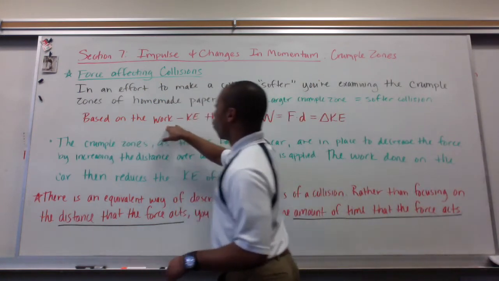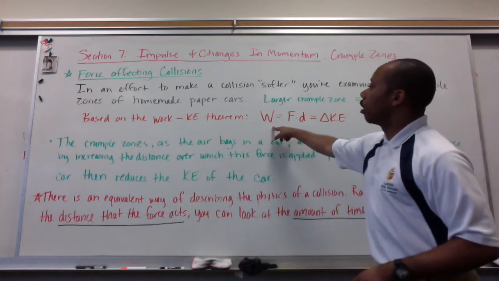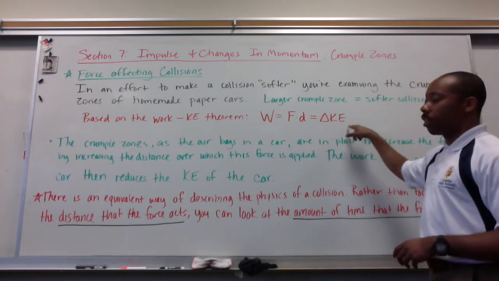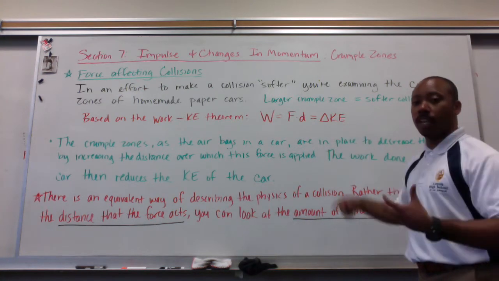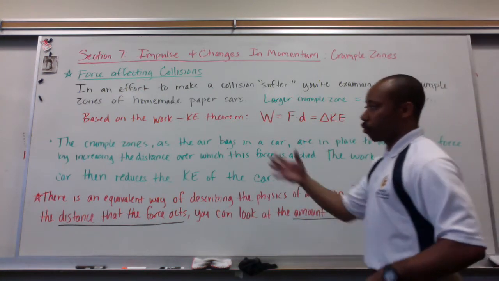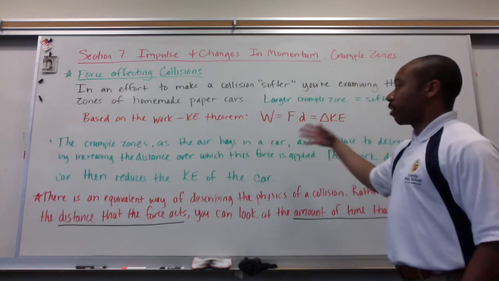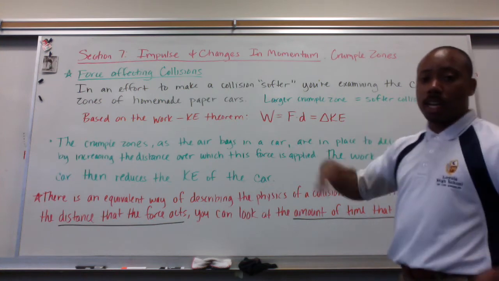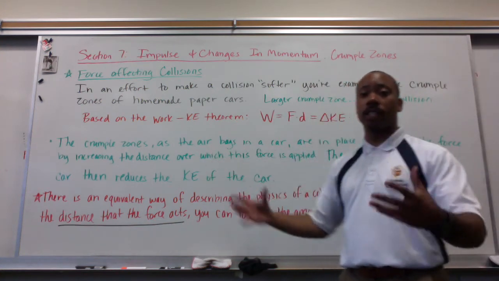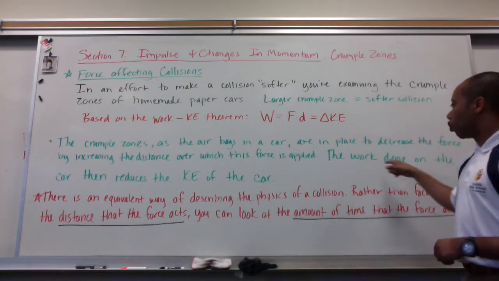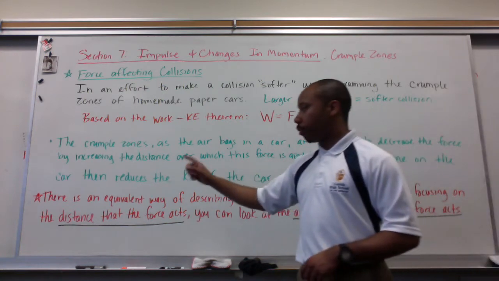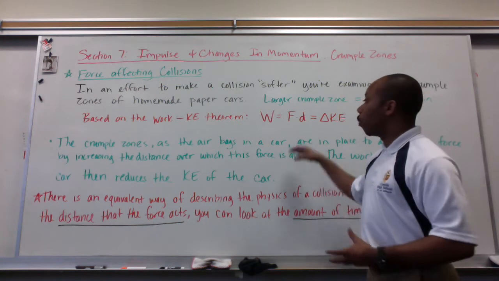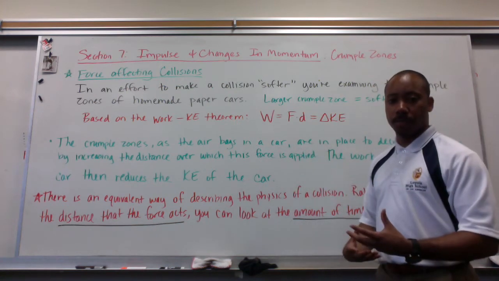And based on the work kinetic energy theorem that we've learned, we know that work is equal to the force times the distance, which equals a change in kinetic energy. So work is equal to a change in kinetic energy. So the crumple zones, as the airbags in a car, are in place to decrease the force by increasing the distance over which this force is acting. The work done on the car then reduces the kinetic energy of the car. That's an example of what this equation is referring to.